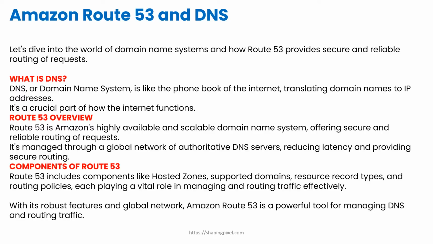Route 53 is Amazon's highly available and scalable domain name system, offering secure and reliable routing of requests. It's managed through a global network of authoritative DNS servers, reducing latency and providing secure routing. Route 53 includes components like hosted zones, supported domains, resource record types, and routing policies, each playing a vital role in managing and routing traffic effectively. With its robust features and global network, Amazon Route 53 is a powerful tool for managing DNS and routing traffic.